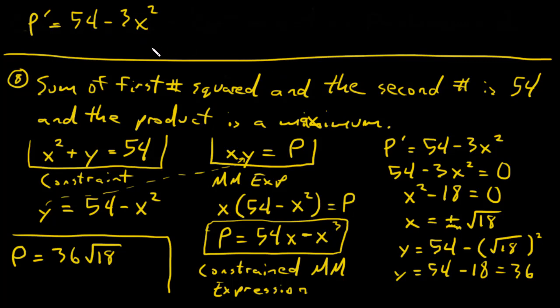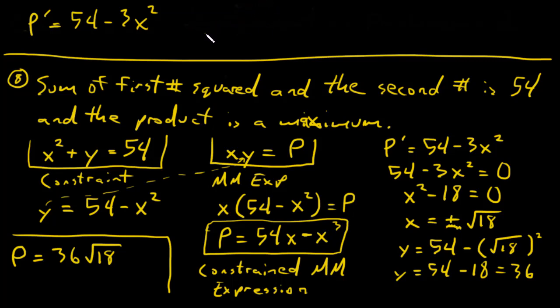And so I could make a chart where I've got some sort of critical number at x equals root 18, and then do test values on either side to see what I have. But there's another way to do that, and that is to use the second derivative to find out whether it's concave down or concave up. That's a much faster technique, so I'm going to do that.